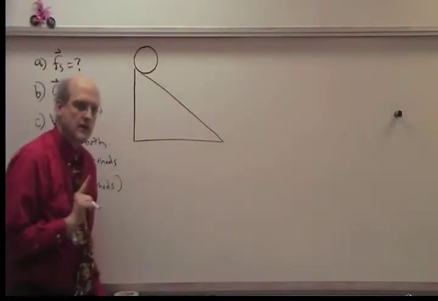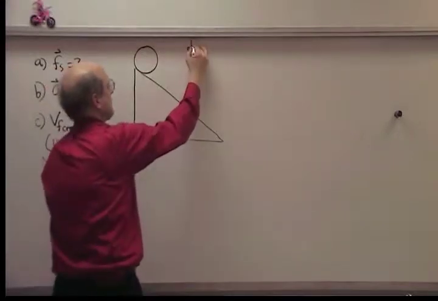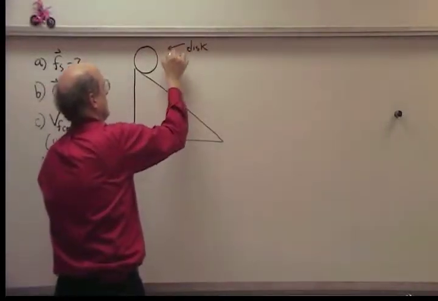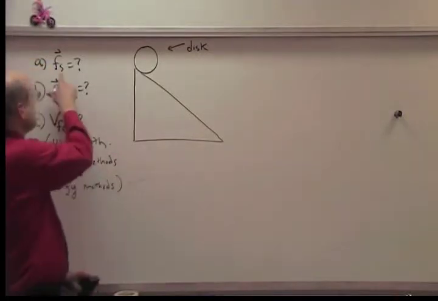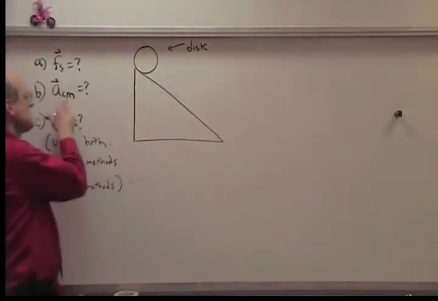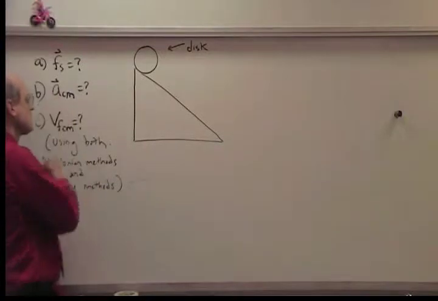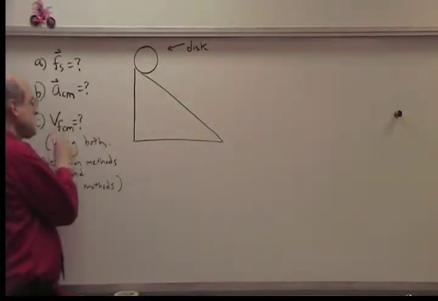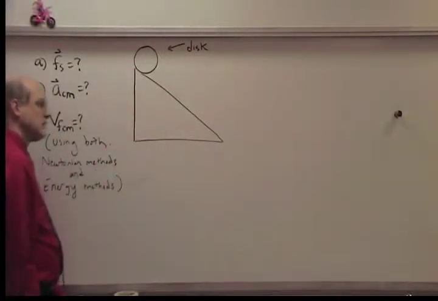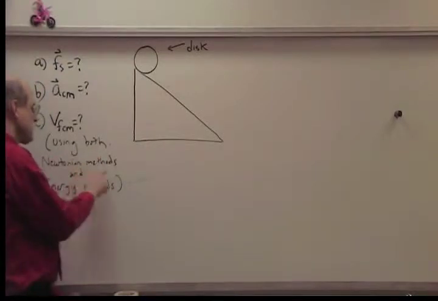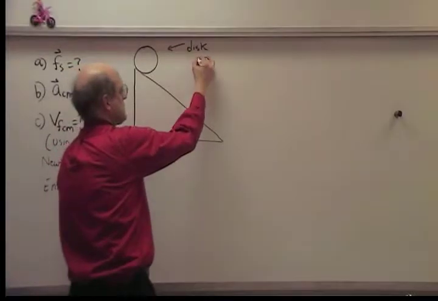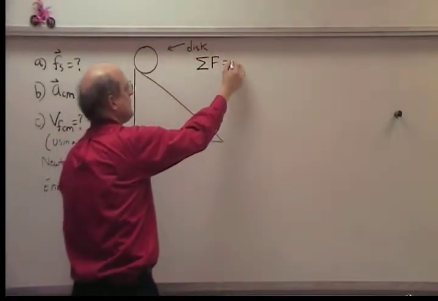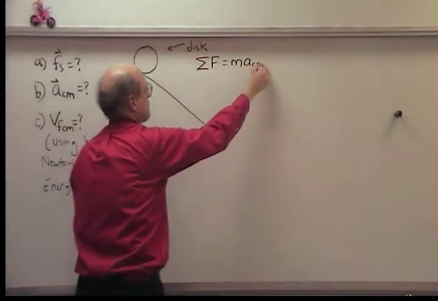Rolling down a hill without slipping. And let's say that we want to find the force of static friction, the center of mass acceleration, and the speed of the center of mass at the bottom of the hill using both Newtonian methods and energy methods. So I'm going to start out with Newton's second law of translation.